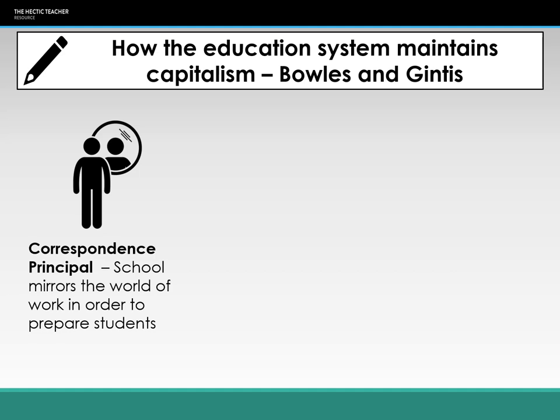Okay, so let's think about this. How does the education system mirror the world of work? There are lots of ways that this is done. For example, the fact that in school you are told to work for your grade, not just for the love of learning. You've got to work hard because you've got to do well in your exams. Not quite the system at the moment, but we'll ignore that. It is that kind of work hard, get good grades. Your satisfaction, your success comes from the grades that you achieve.